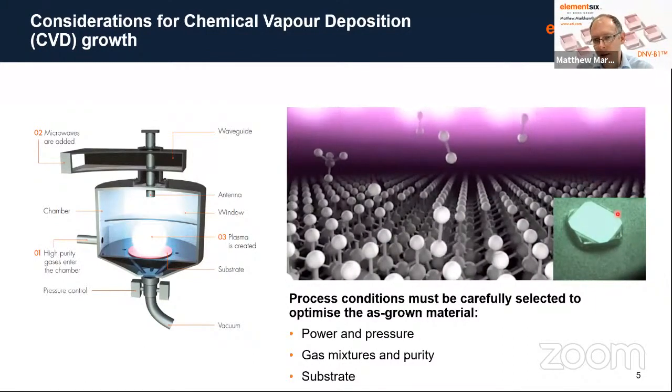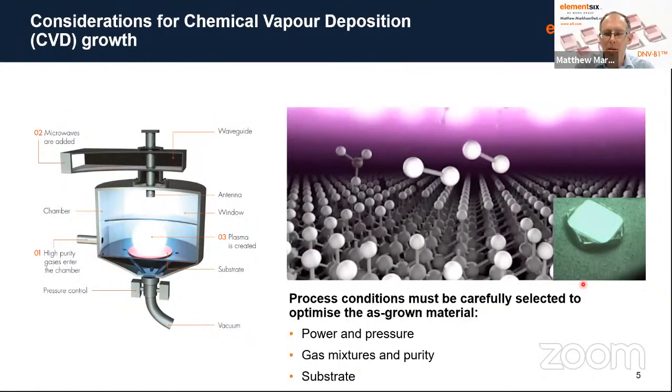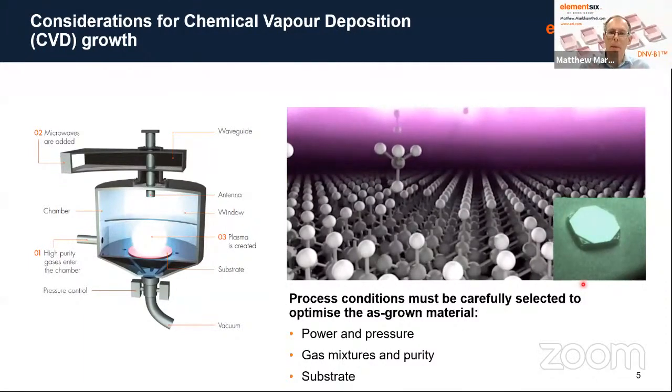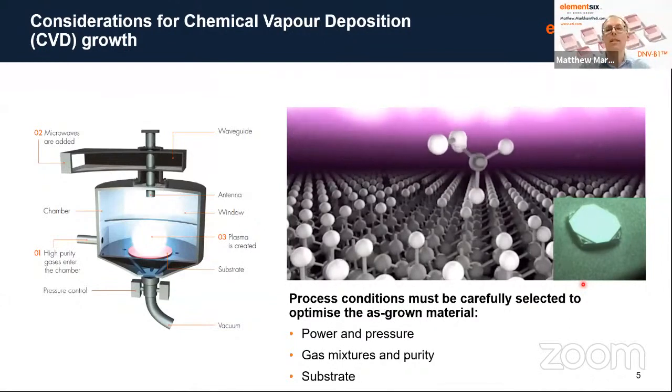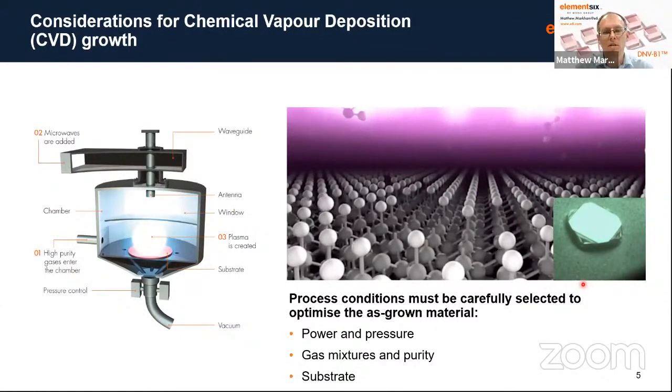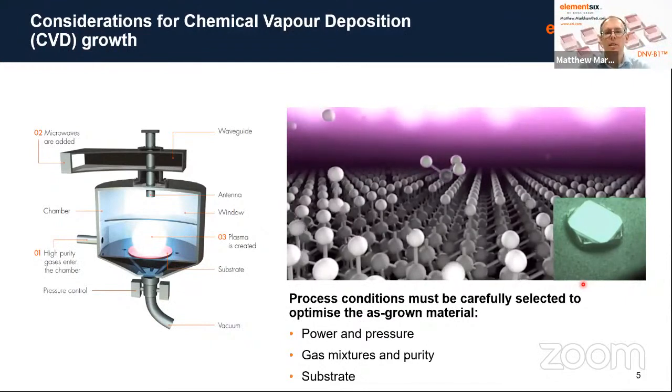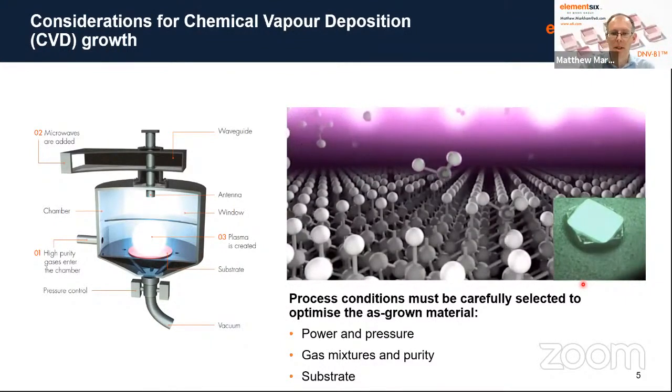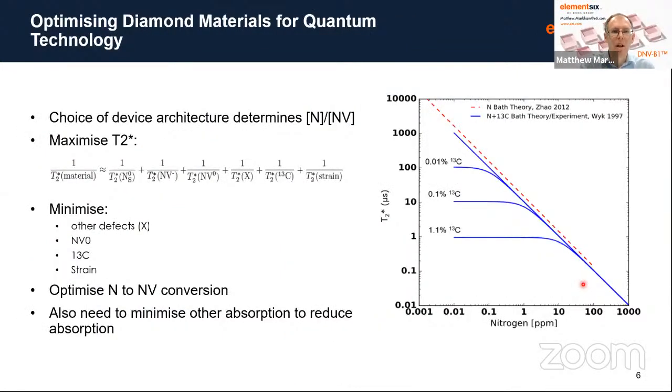And in the corner here, we can see a little video of diamond growing, a speeded up video. And by changing the power and pressure, the gas mixtures, so adding things like nitrogen for the NV defect, and selecting the substrate carefully, you can change the properties of the material that you're growing. So leading on to actually thinking about what that means in terms of the material and the things you need to consider. As I said, you need to think about the nitrogen concentration and also the NV concentration as a couple, because that's going to affect what you're going to think about when you're building your device.